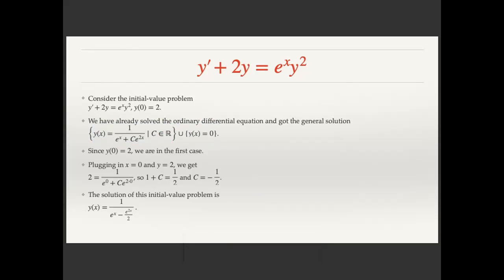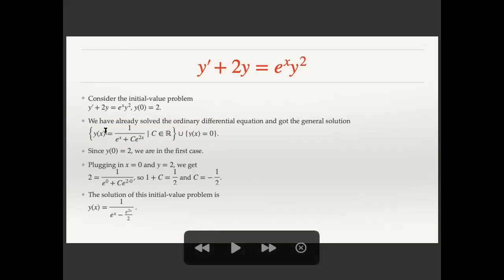And then in the left branch, the solution is of the form 1 over e to the x plus a constant times e to the 2x. And in order to find the particular solution to this problem, we need to compute the value of the constant c that corresponds to this initial condition.